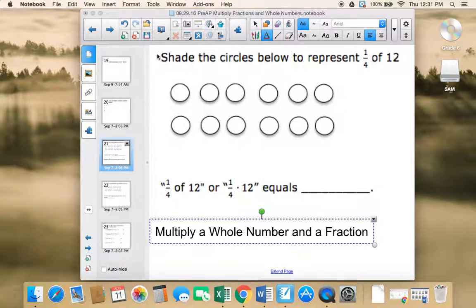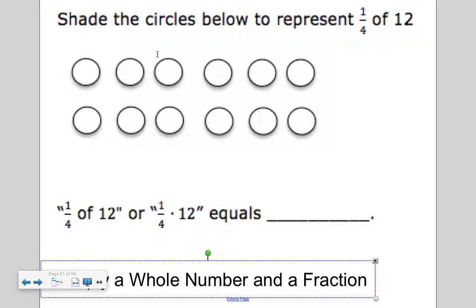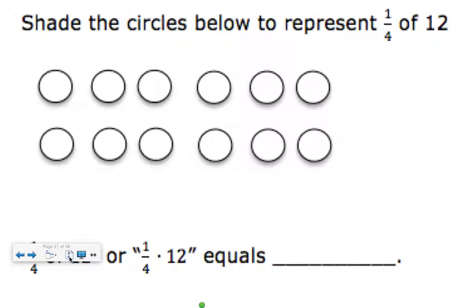How do you multiply a whole number by a fraction? So let's look at this. Shade the circles below to represent 1/4 of 12. 1/4 of 12 also means 1/4 times 12. You're finding a part of it. So "of" means multiply. There are a couple ways you could do this.